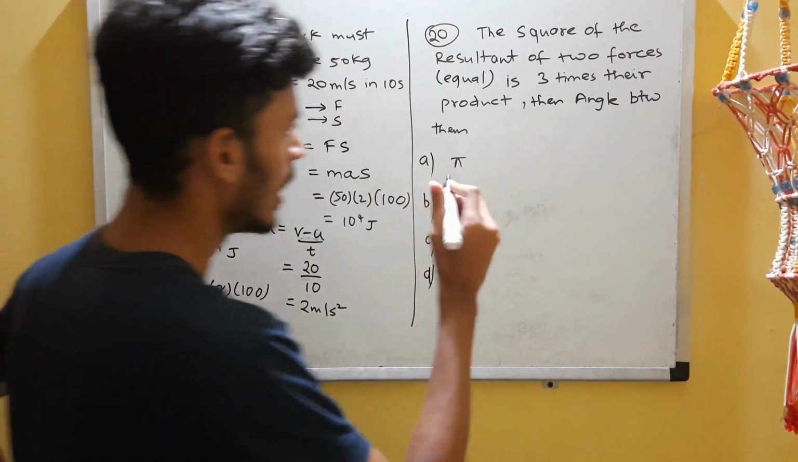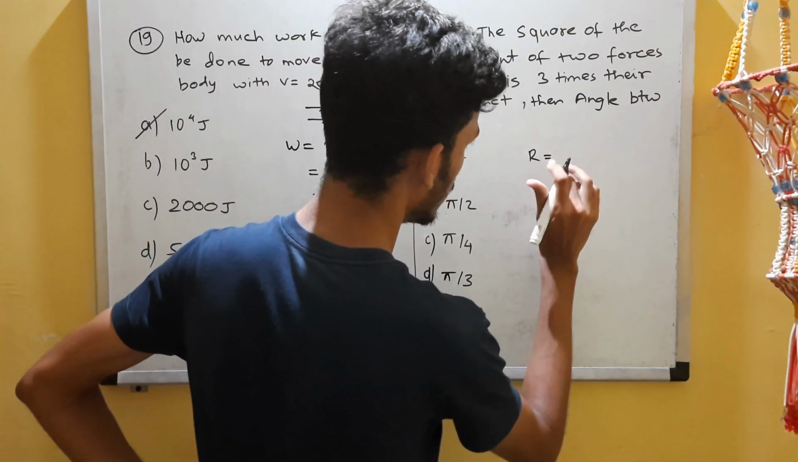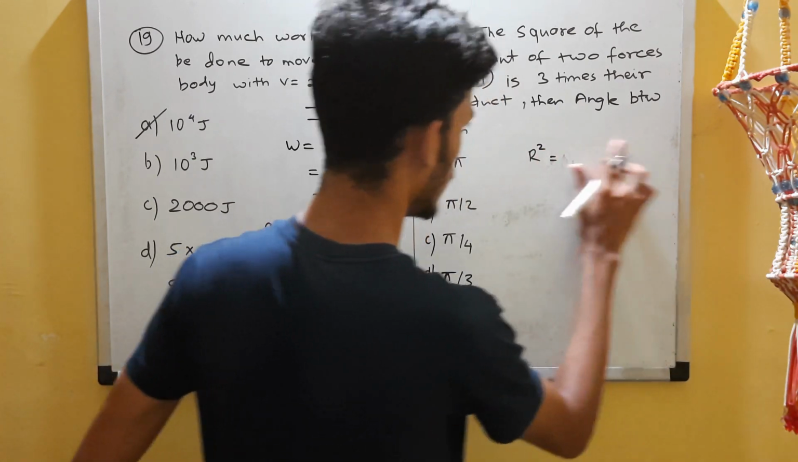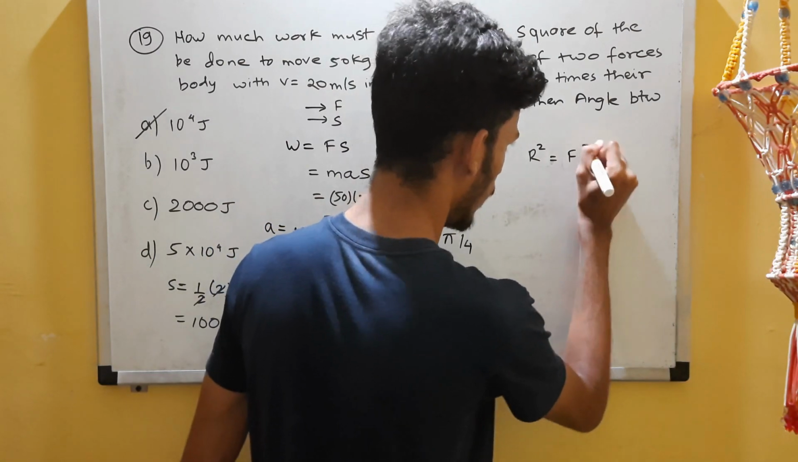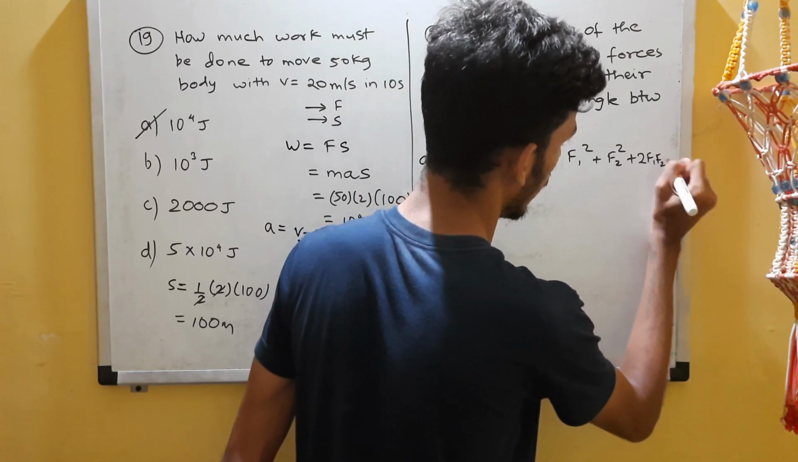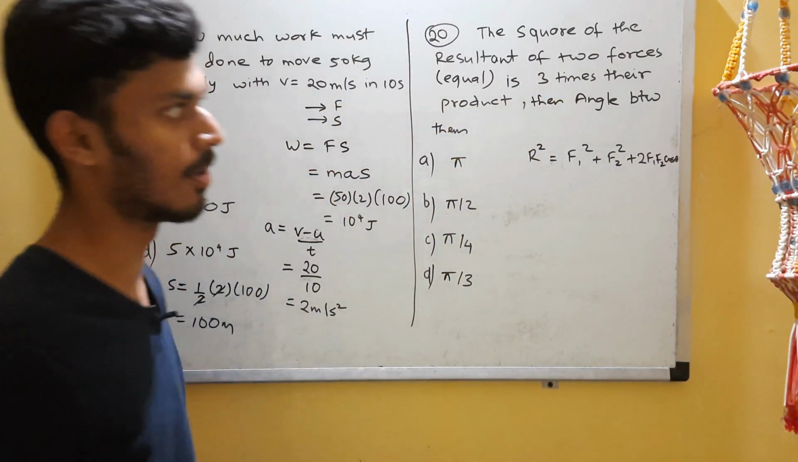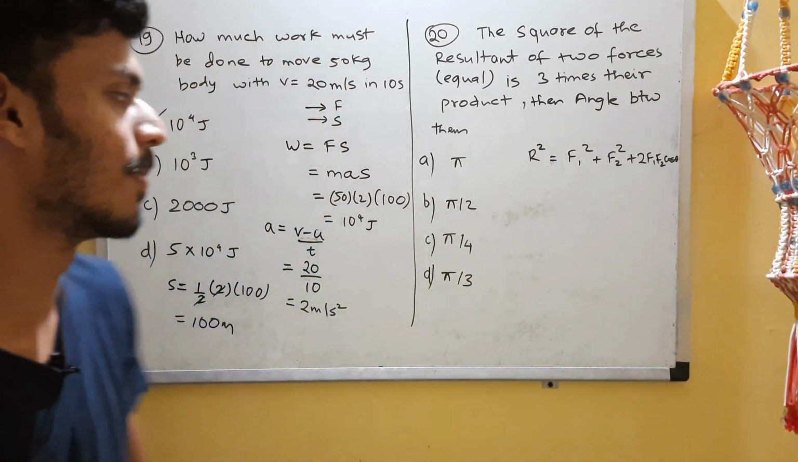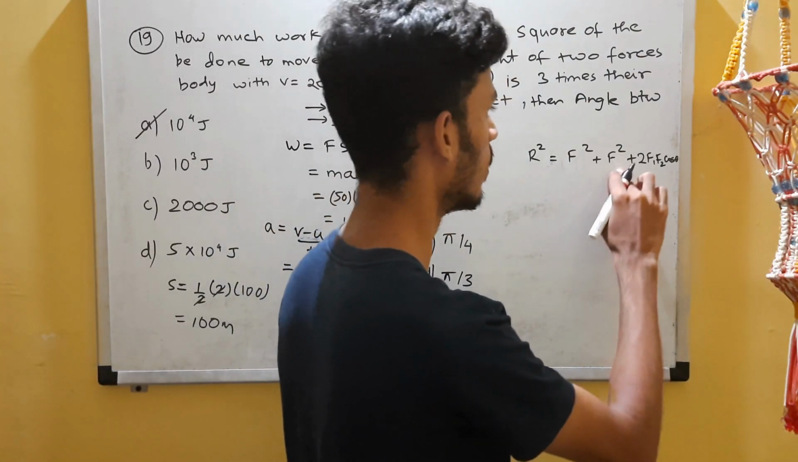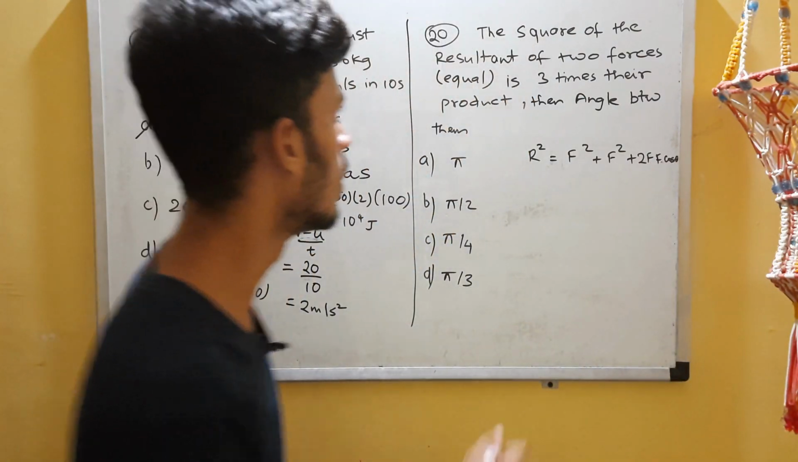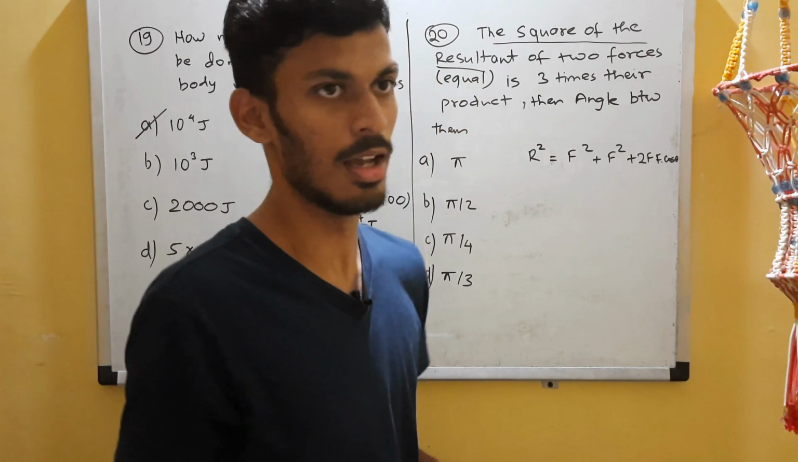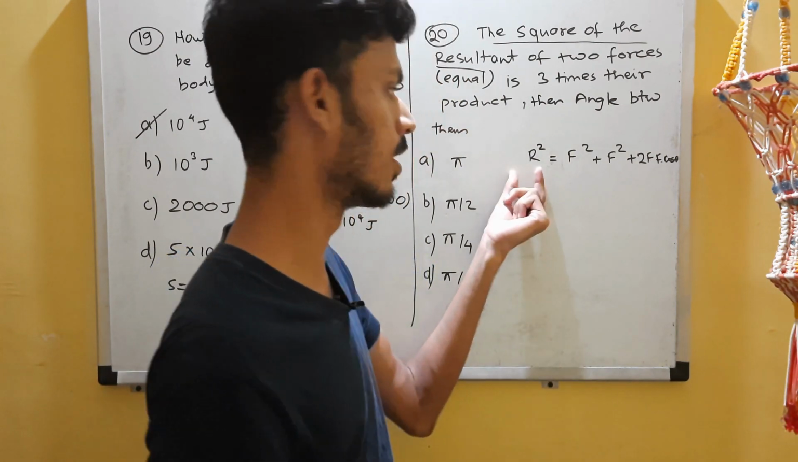So first of all, let's break it down. The magnitude of the resultant, if you remember the formula, I'll just square both sides. So directly we'll have R square is equal to F1 square plus F2 square plus 2 F1 F2 cos theta. This is the vector formula for finding the magnitude of the resultant, if you remember. Now, F1 and F2 are equal. You know that they are two equal forces. Here we are given the square of the resultant, so this term R square, the square of the magnitude of the resultant.